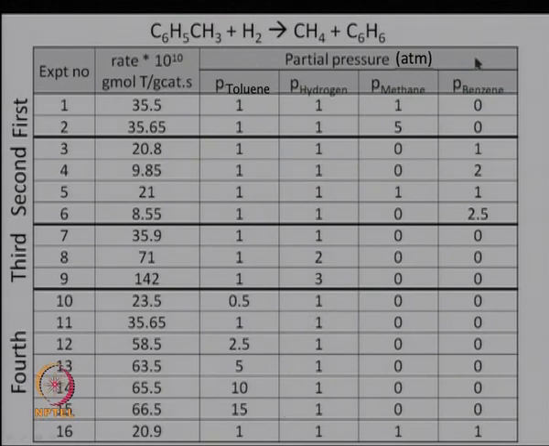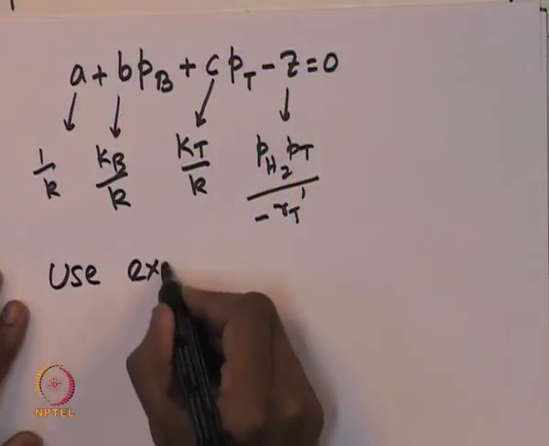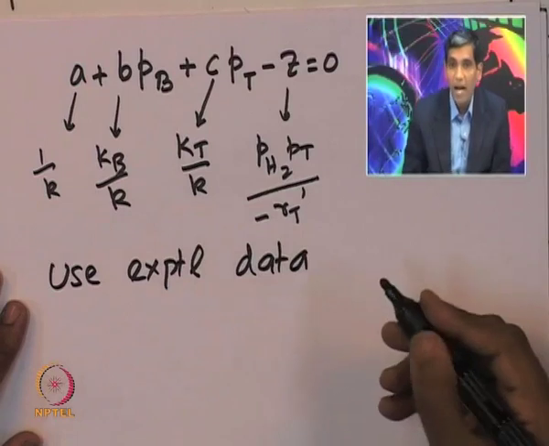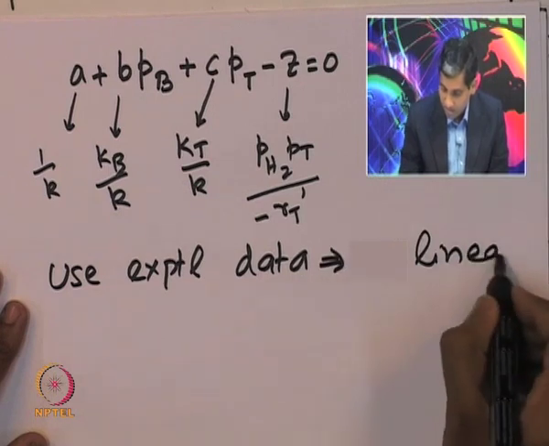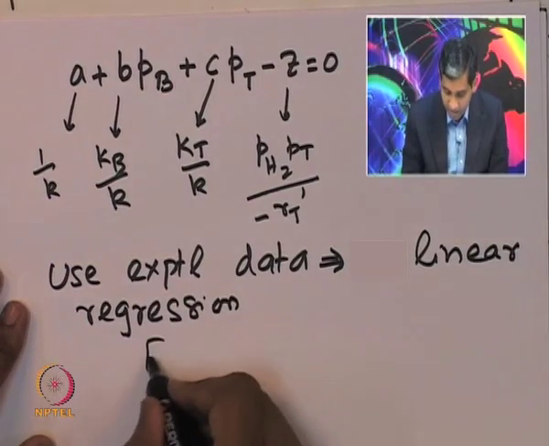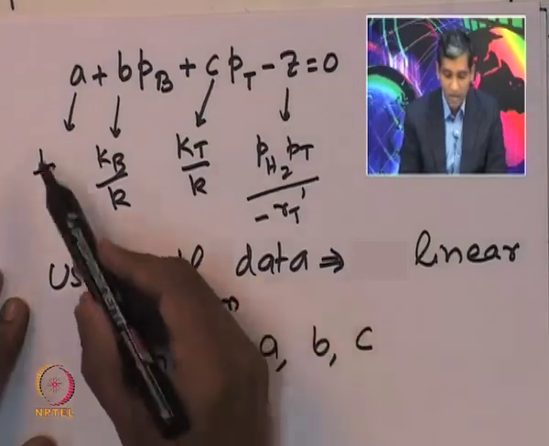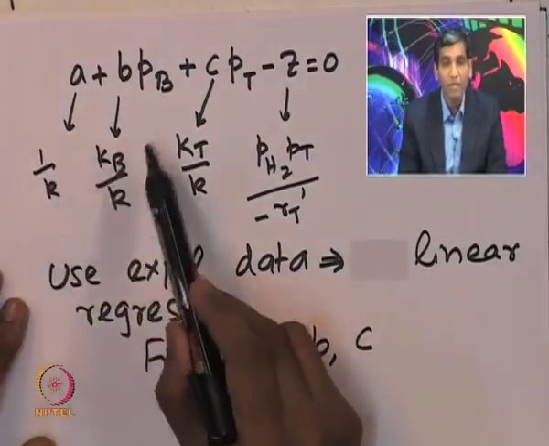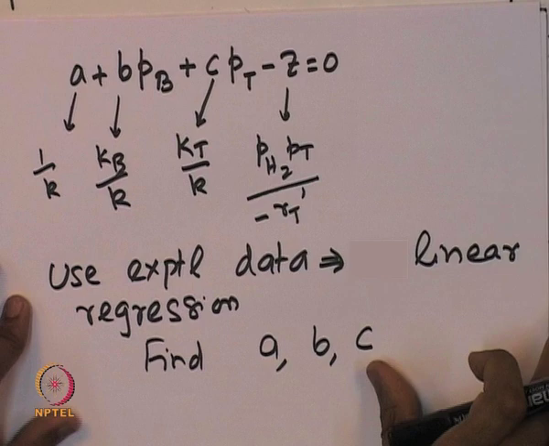So, using this data one can perform a linear regression analysis, and using the linear regression analysis we can find these constants A, B and C. Once we know these three constants, we will be able to estimate the value of K, the value of K b, and the value of K t.